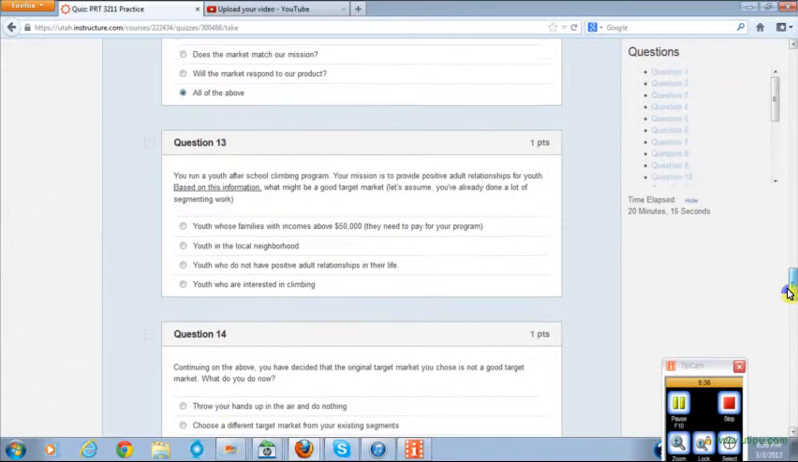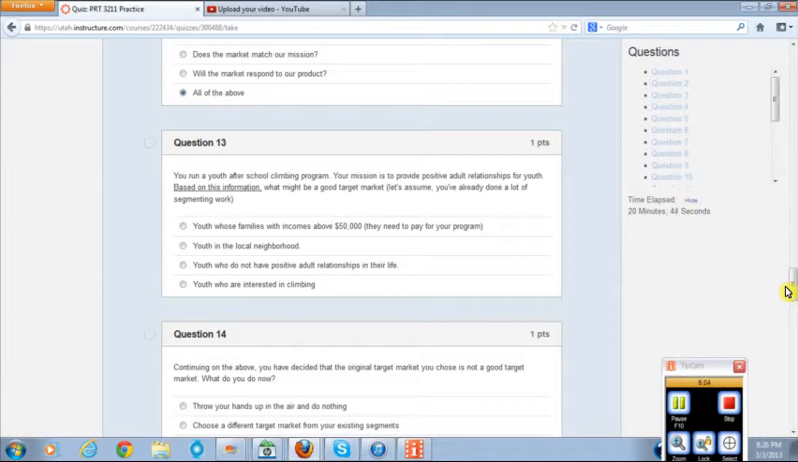Let me go back to 13. You run a youth after-school climbing program. Your mission is to provide positive adult relationships for youth. Based on this information, what might be a good target market? So let's assume you've already done a lot of segmenting, right? Youth in families with incomes above $50,000 because, heck, they need to pay for your program. Well, that may be true, but based on the information in this question, which is just your mission, that has nothing to do with your mission.